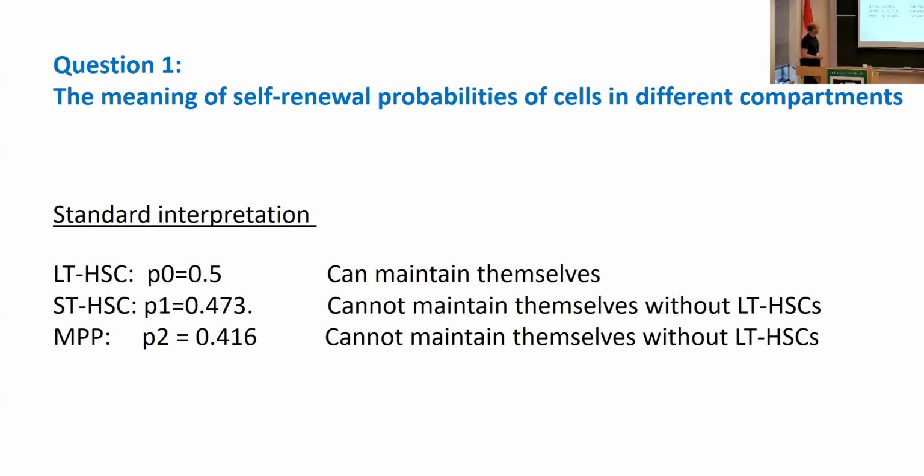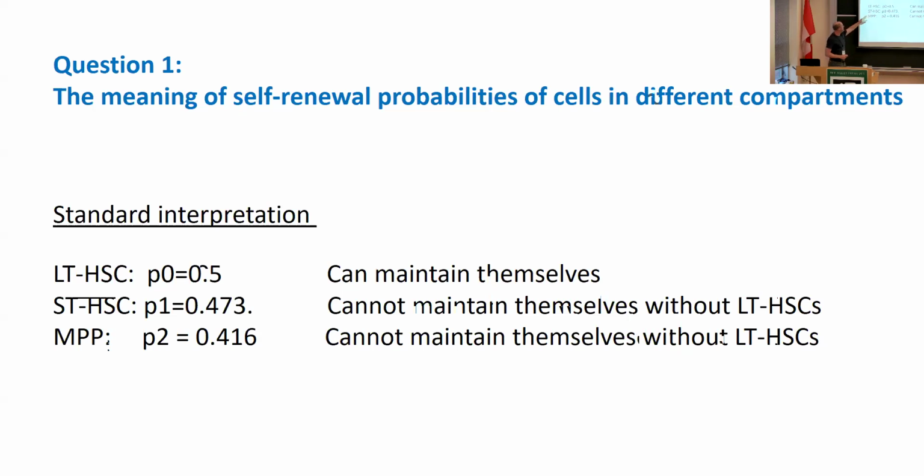And so this is what we find about the self-renewal probabilities. I'm going to talk quite a bit about these self-renewal probabilities. In the long-term stem cell, that's given by 0.5. That has to be like this, because if it's not 0.5 at equilibrium, the population would be either expanding or declining. So that's what you expect from a population that can maintain the entire blood system.